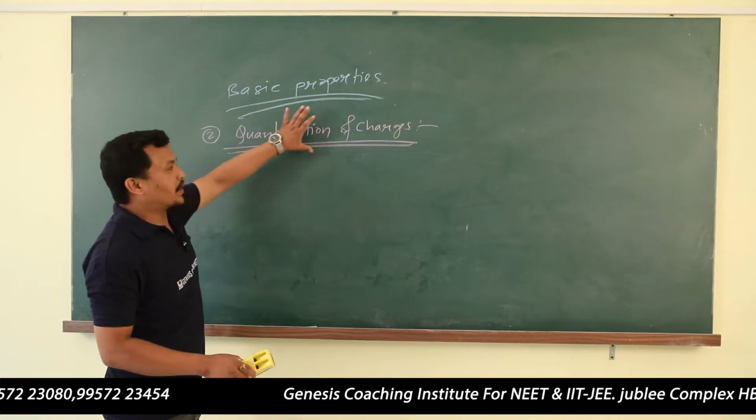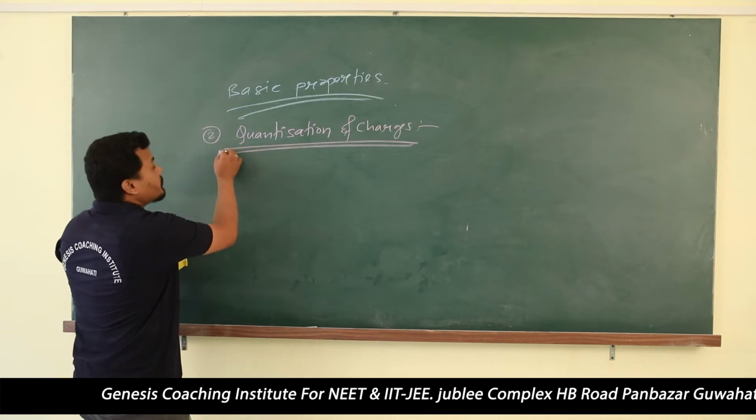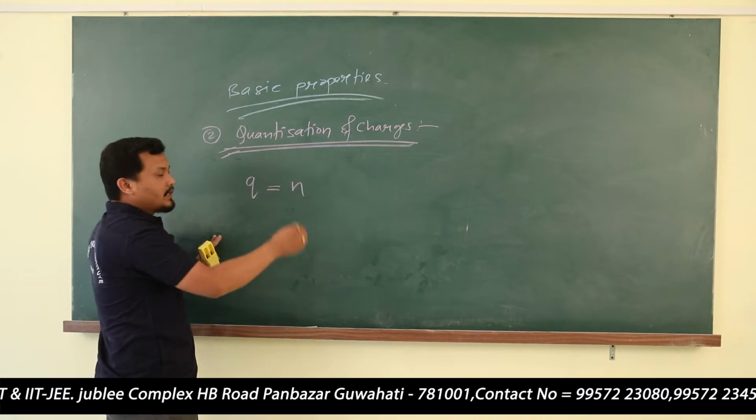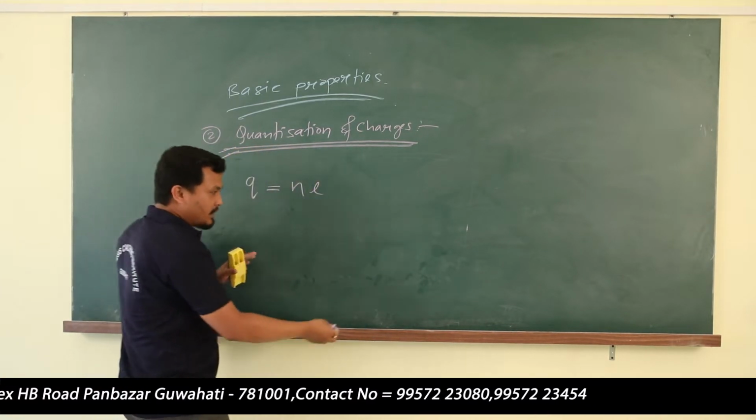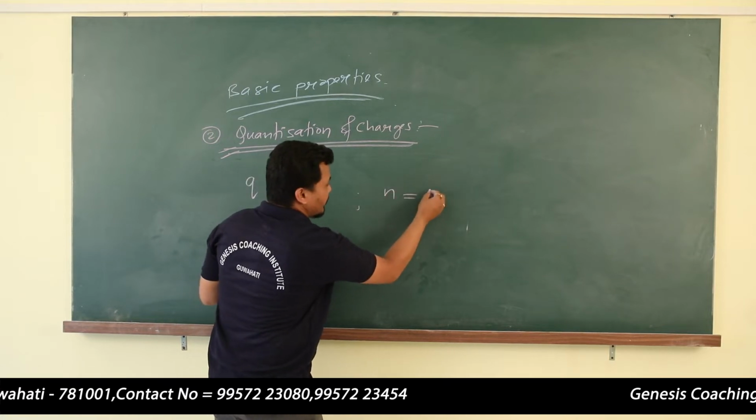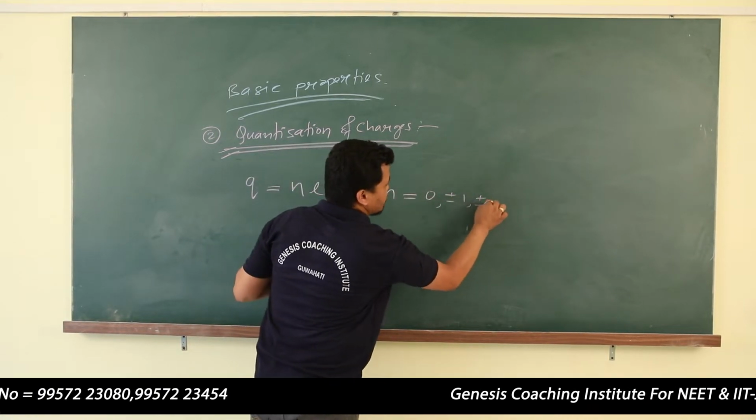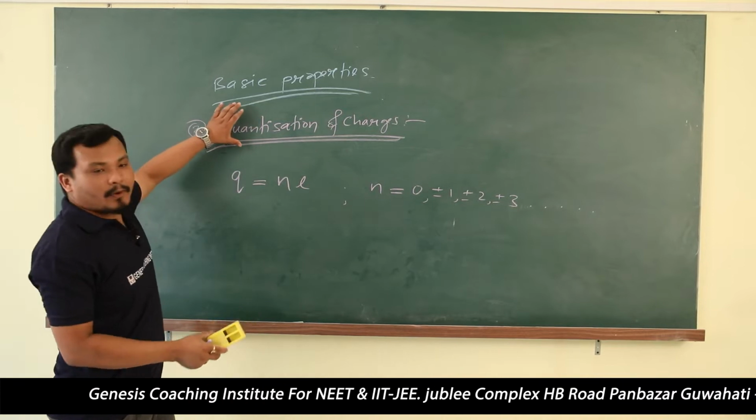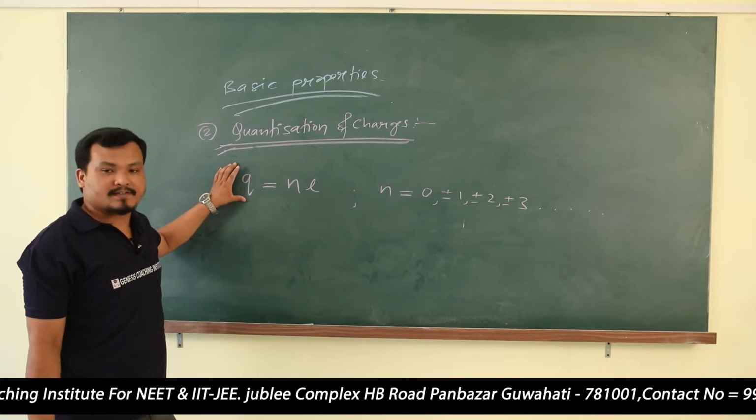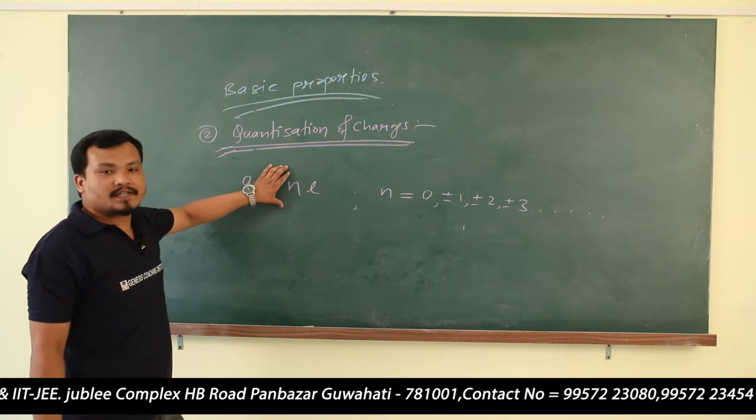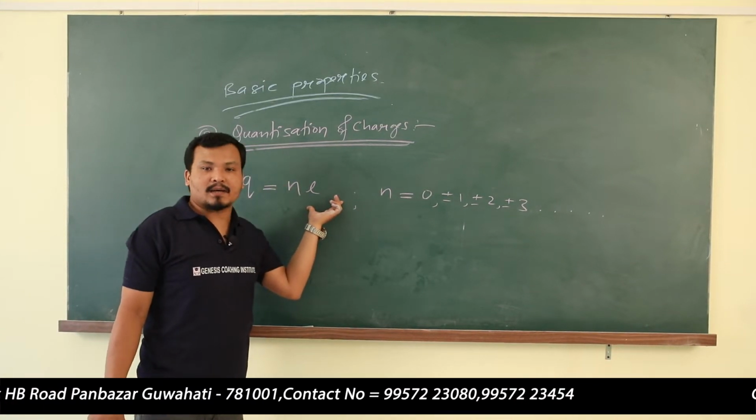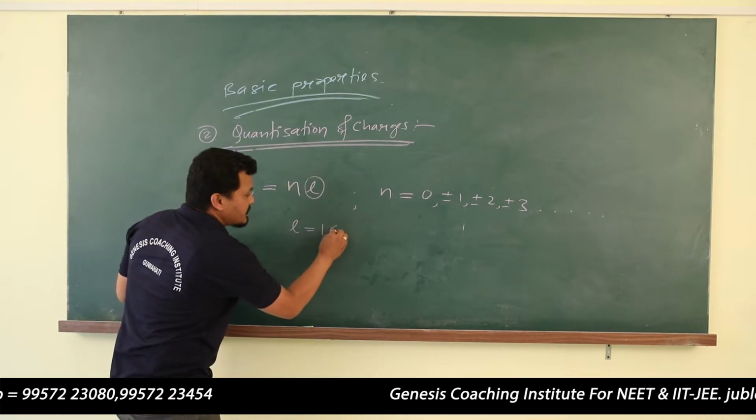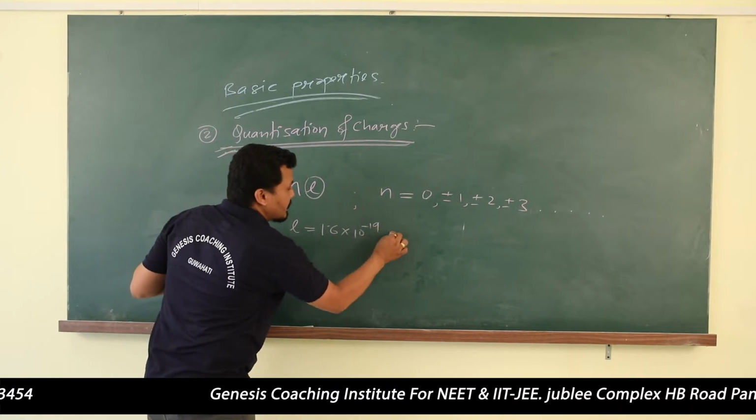The second property is quantization of charges. Now, according to this property, the charge Q equals an integral multiple of the basic quanta of charge, Q equals n e, where n equals 0, plus minus 1, plus minus 2, plus minus 3. So according to this property, the total charge of a system, of a body, or of matter is always equal to an integral multiple of the basic quantum of charge. This one, small e, basic quantum charge, is equal to 1.6 × 10^-19 coulomb.